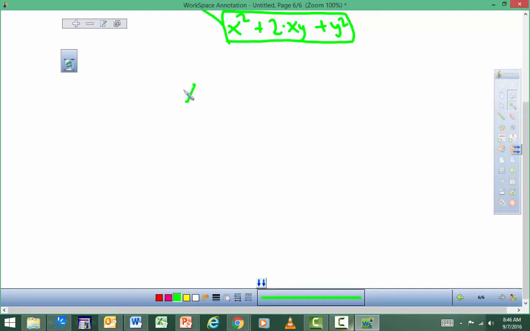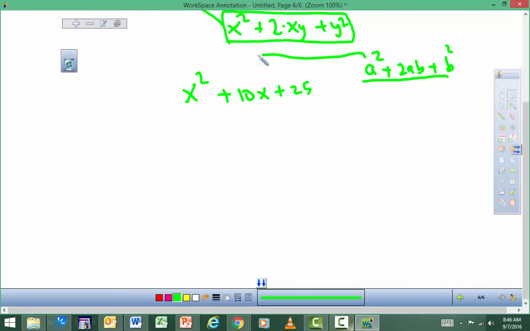So let's say we have x squared plus 10x plus 25. Now, what I'm trying to do is check to see if this pattern holds. Do I have an a squared? Do I have a b squared? And do I have a 2ab in the middle? This is what I'm looking for, that pattern. Well, take a look. This a matches up with that number. That's a perfect square.